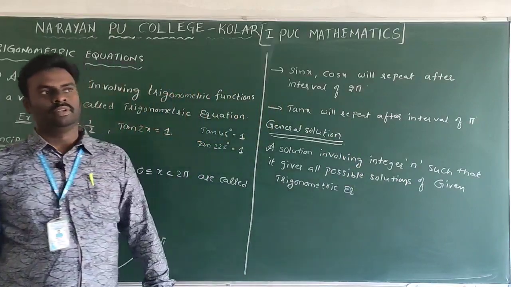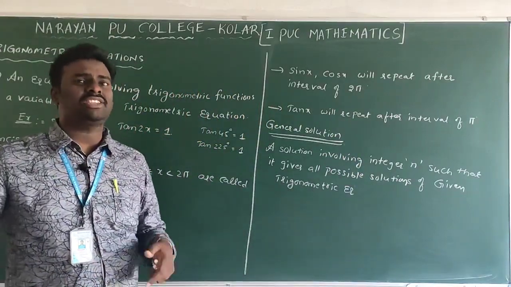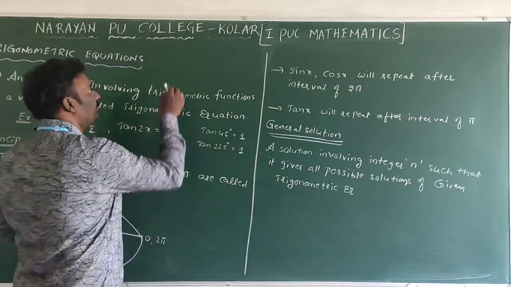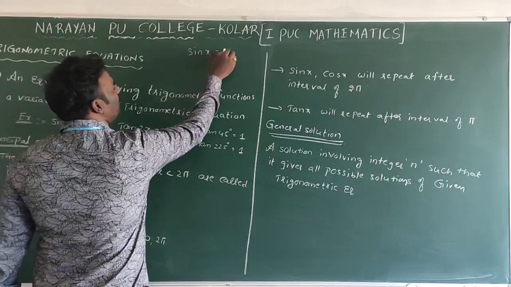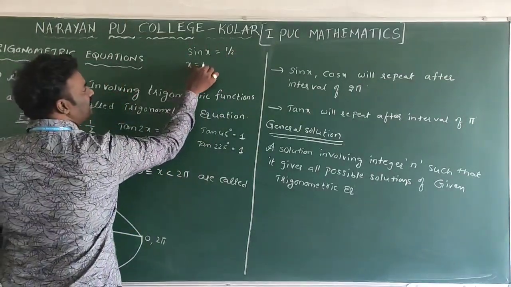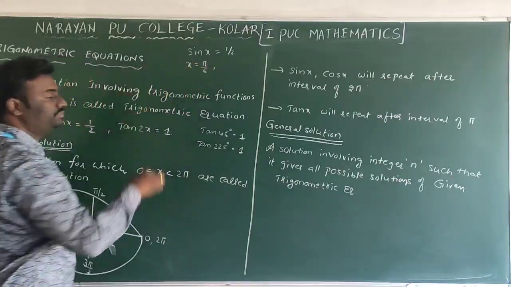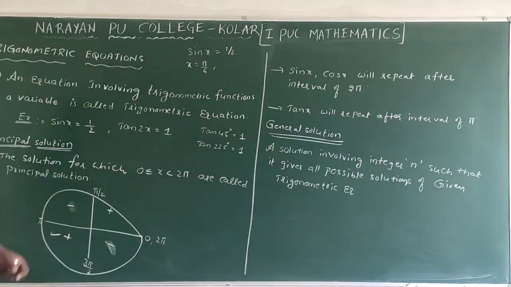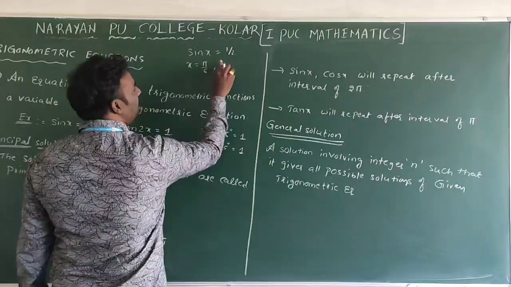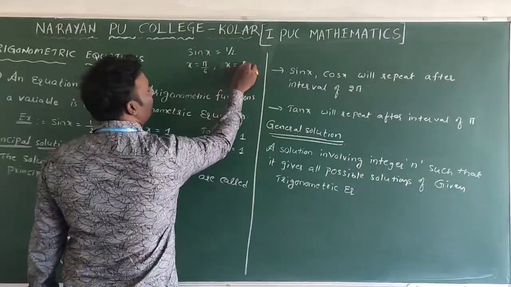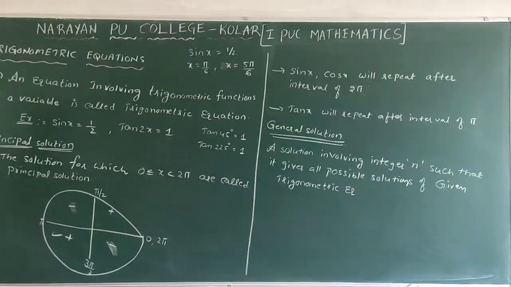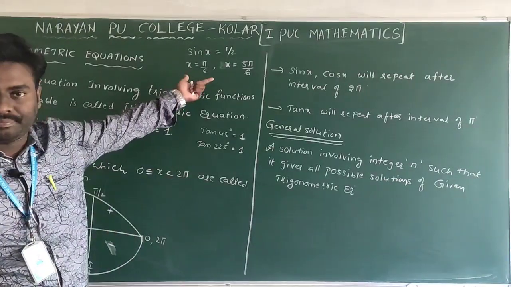equation. Why? Because if you take sin x is equal to 1 by 2, when will the sin value 1 by 2 come? I am taking sin 30, whose value is 1 by 2. This is one of the solutions. Similarly, I am taking sin 150. This is also 1 by 2. There is not one solution, we will get more.